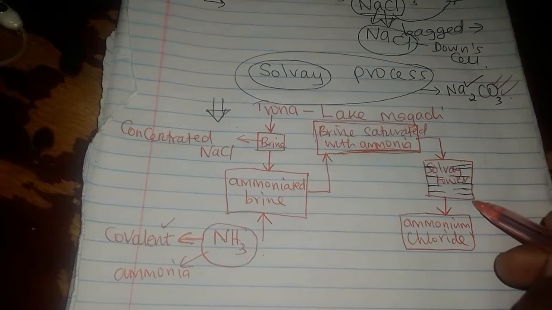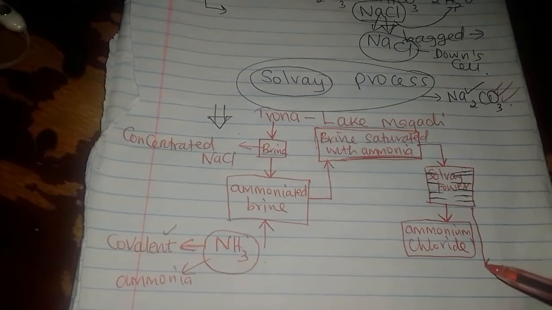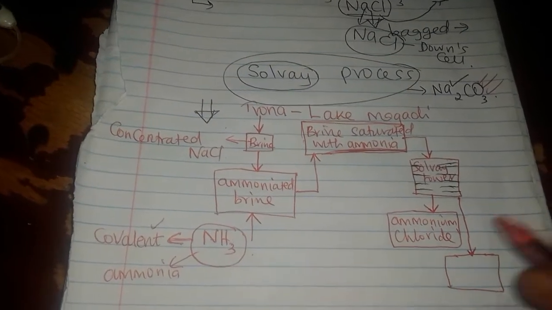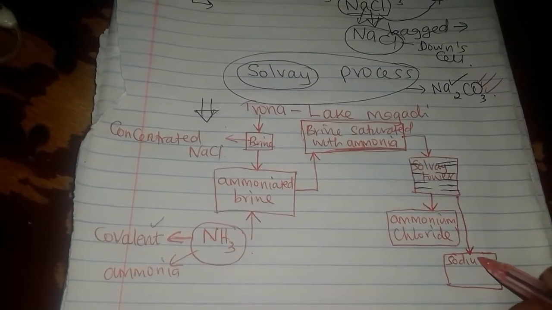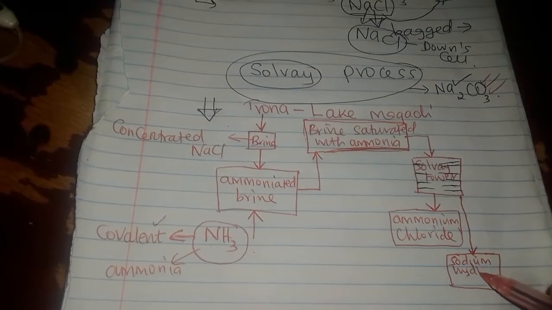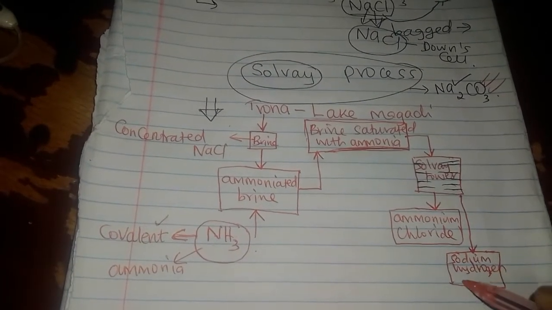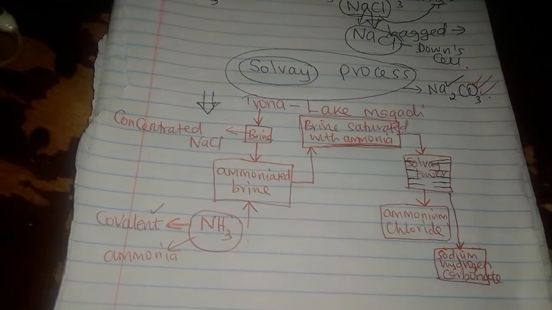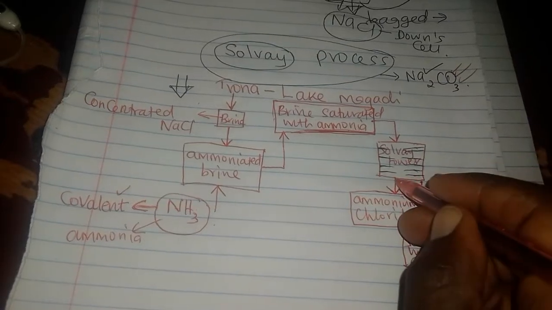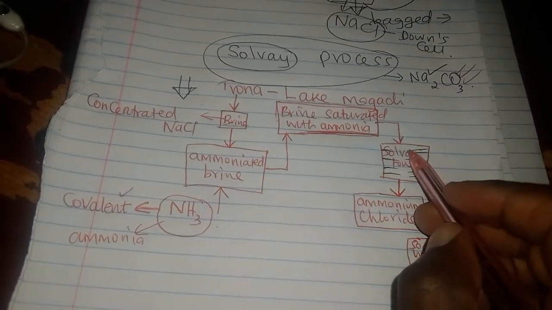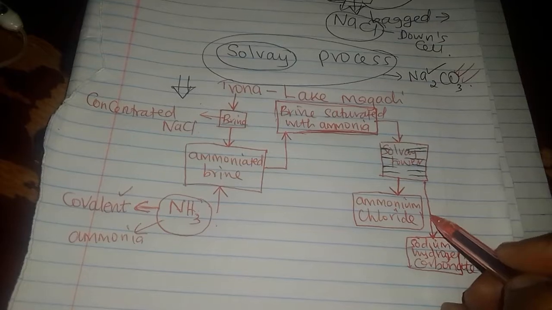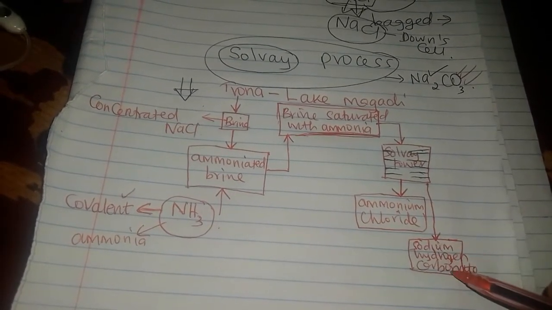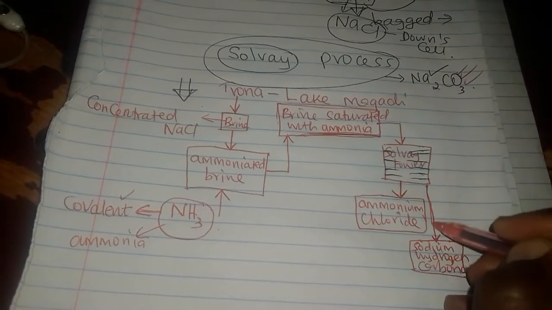Okay, and maybe something else you can extract from this is what we call sodium hydrogen carbonate. Great. And look at this. That means in this Solvay tower we have two products. I'll explain in detail how they come about. So we have ammonium chloride and sodium hydrogen carbonate. They are all coming from the Solvay tower.